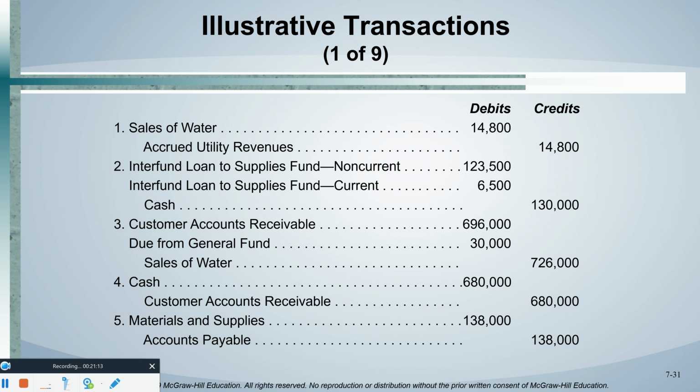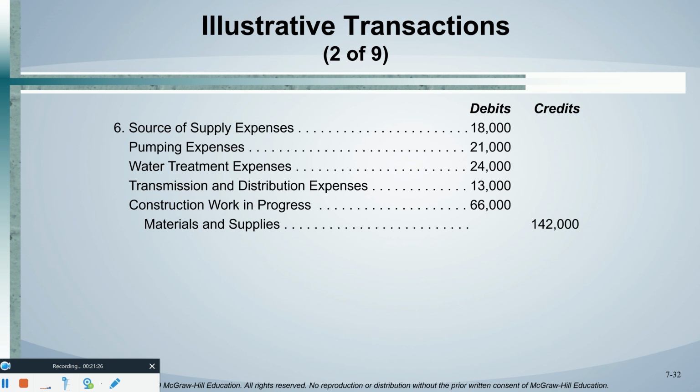All right, journal entry 4, some of the customers are paying, so debit cash, credit the receivable. Journal entry 5, we bought some supplies, debit supplies, credit accounts payable. You can see the accounting is pretty simple, right? This is basic accrual accounting.